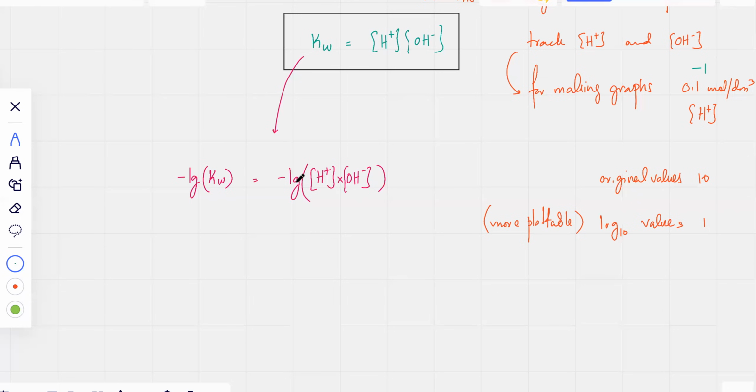Has anyone studied log, by the way? No, I have. No, you have studied, right?